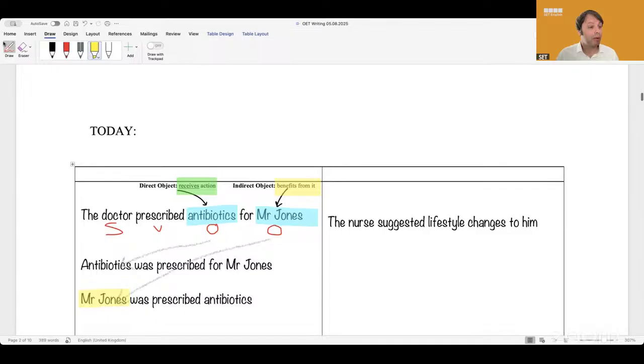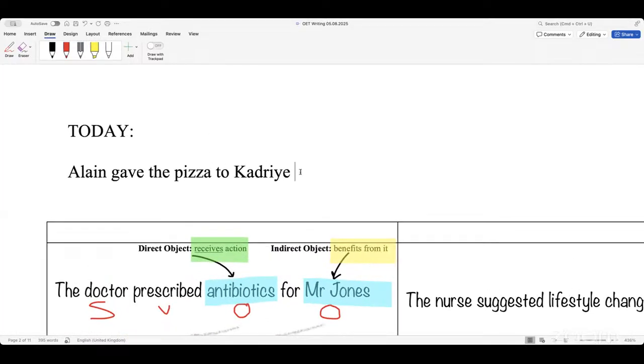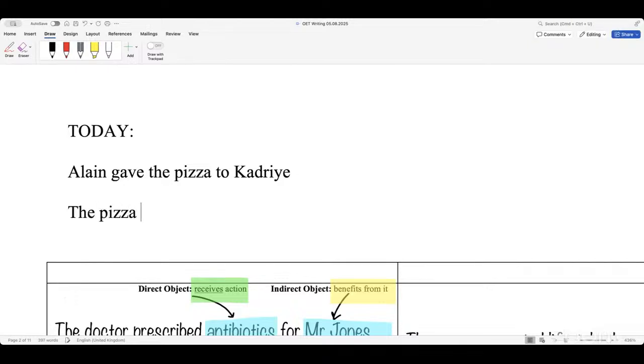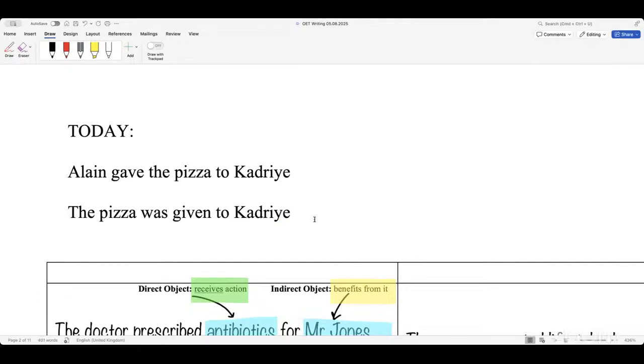Let me give you an example. "Alan gave the pizza to Kadriye." Is this correct, Kadriye? Yeah. Okay, and is this active or passive? Active. Okay, so what's the passive of this? I could say "The pizza was given to Kadriye." Is it correct, everyone? Yes.